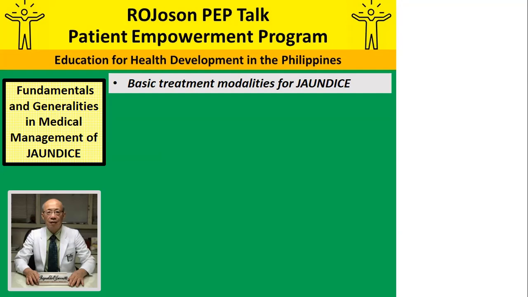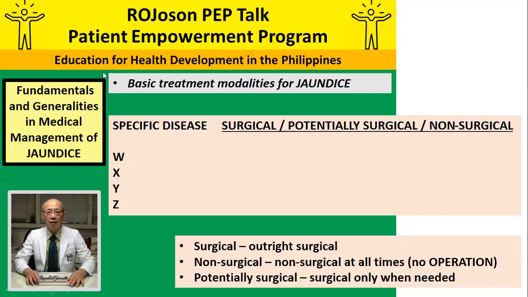The basic treatment modalities for jaundice. On this table, you list down the specific disease and then categorize them whether they are usually surgical, potentially surgical, or non-surgical in terms of treatment. Surgical means that particular disease condition needs an outright surgical treatment. Non-surgical means that usually there is no operation needed, at all times. I'll give you examples of this. Potentially surgical means it's non-surgical at the moment, but surgery might be needed in the future, whether soon or later.